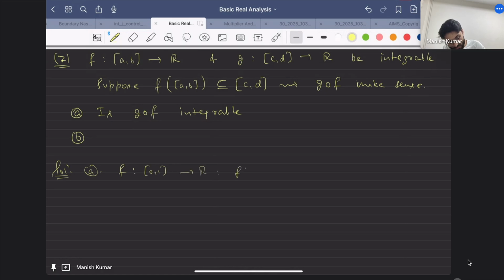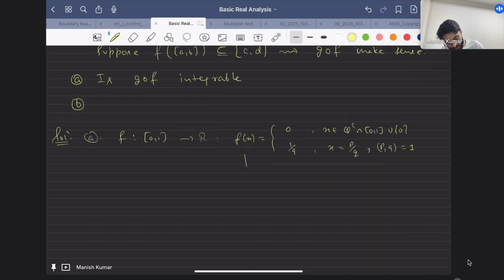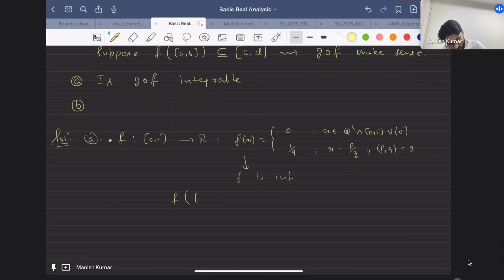It is 0 when x belongs to Q complement intersect [0,1], union {0}. This is 1 by q if x belongs to Q intersect [0,1], that is, x equals p by q. Okay, so now you can clearly see that f is integrable. Now the thing is, you can see that the range of f, that is f of [0,1], is always sitting inside [0,1], right?